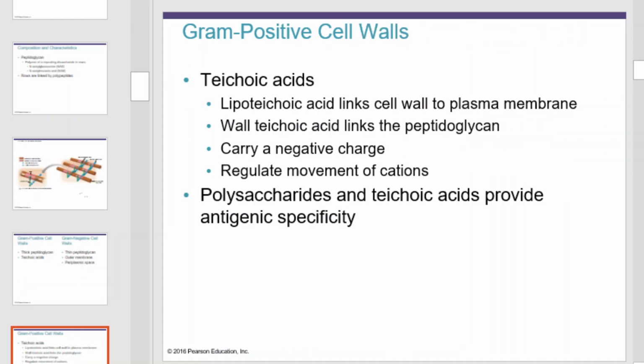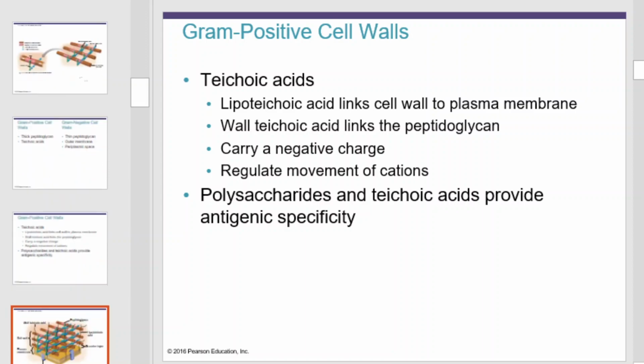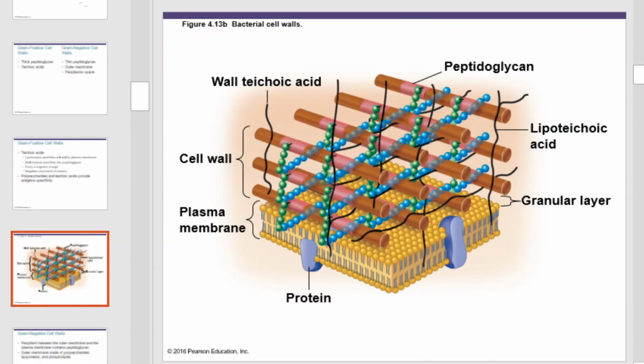Teichoic acids. Lipoteichoic acids link the cell wall to the plasma membrane, while wall teichoic acids link the peptidoglycan layers to each other, and teichoic acids carry a negative charge to regulate movement of cations. Polysaccharides and teichoic acids provide antigenic specificity in prokaryotes. This is an illustration of a gram-positive cell wall.